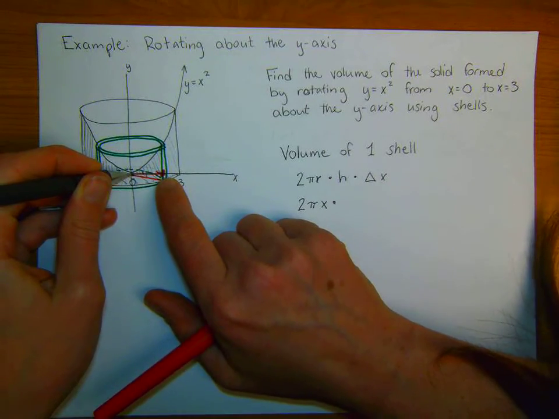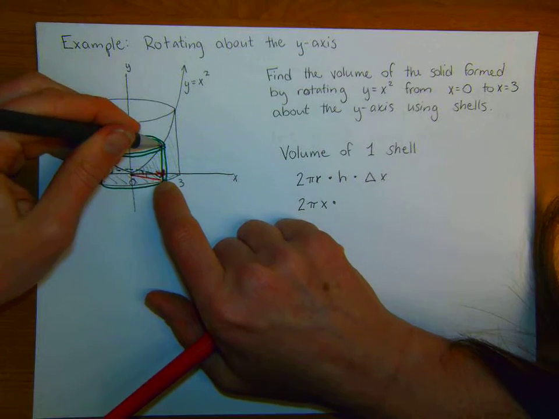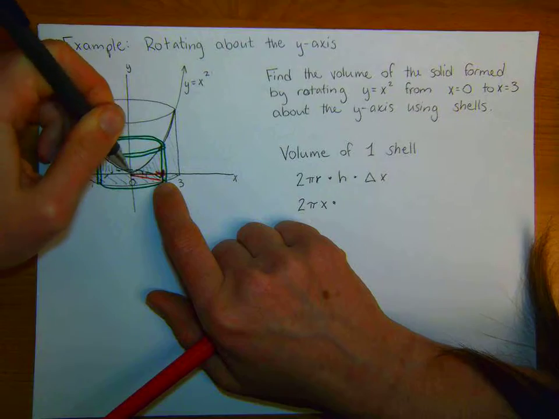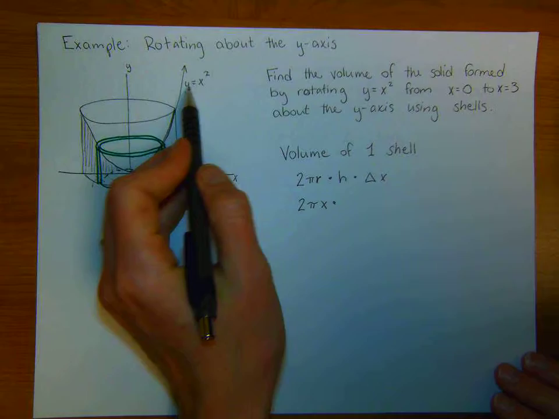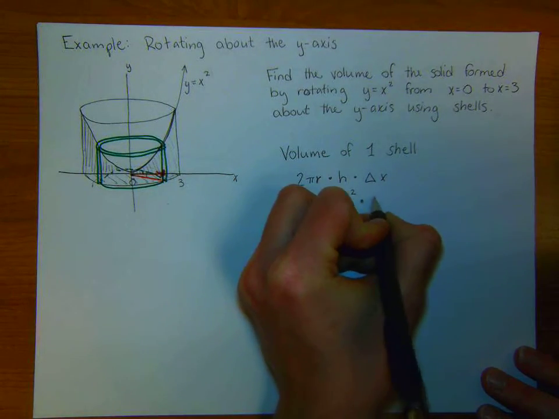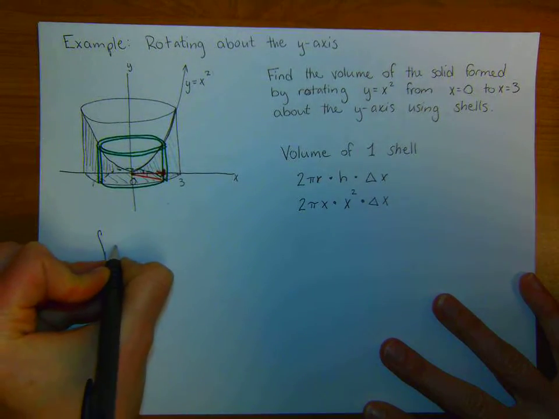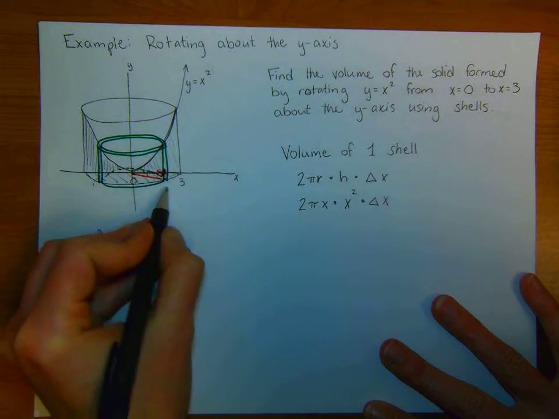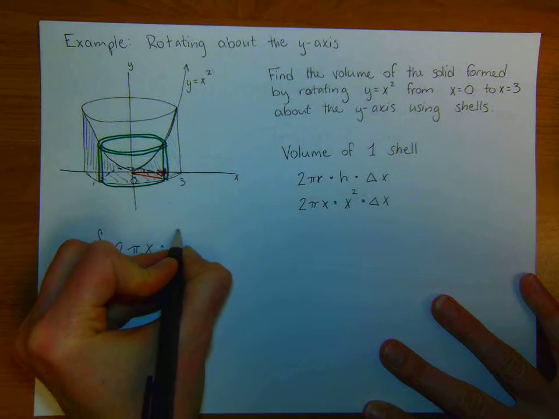If I know that the radius is an x value, the height is how tall it is, and it's going to be where it hits this upper curve. That's determined by the function, and in this case the function is y equals x squared, so the height is x squared, times delta x. We're ready to integrate. This is the integral of 2 pi r, and the radius is an x value, times the height of the shell, which is the height of the function, x squared, dx.